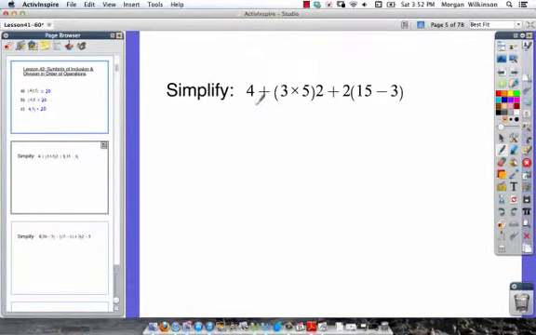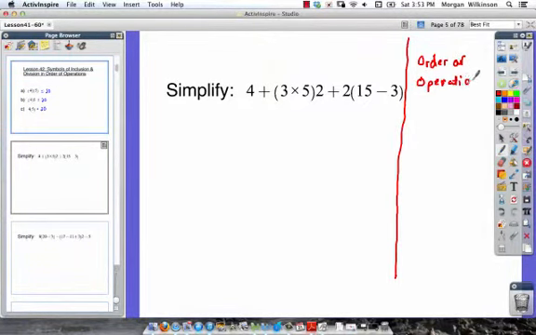Our first problem here is to simplify 4 plus 3 times 5 times 2 plus 2 times 15 minus 3. Now whenever we work with order of operations, we need to think about what we do first. We're going to go ahead and cut this page off a little bit, and we're going to write out order of operations. Just for a little reminder, order of operations.